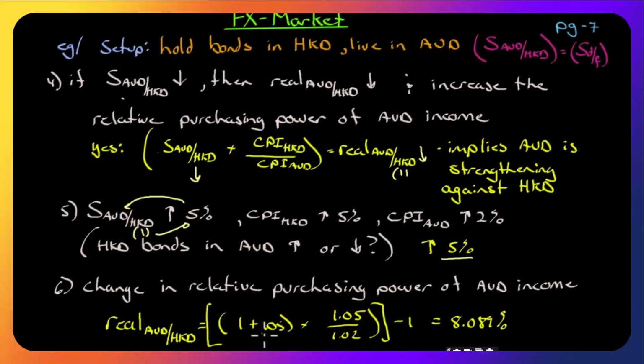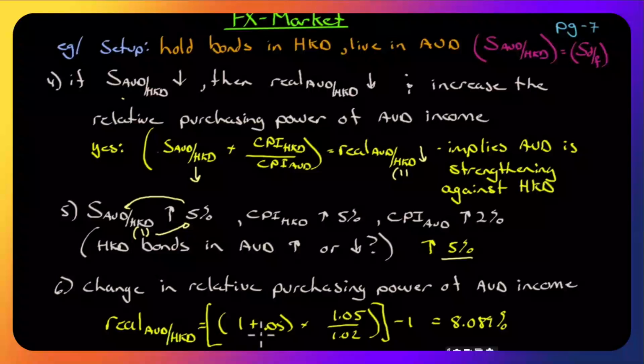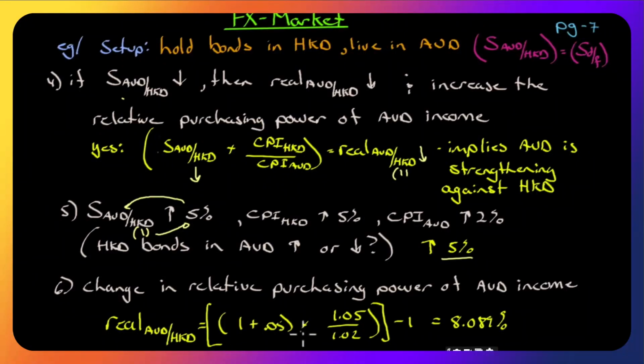It's 1 plus 0.05. That is the change in the spot rate for the real exchange rate. 1 plus 0.05 multiplied by 1.05 over 1.02. Remember, this is Australia over Hong Kong, so this is Hong Kong over Australia, 1.05 over 1.02, minus 1, multiply it out, 8.089%. So what is this saying?